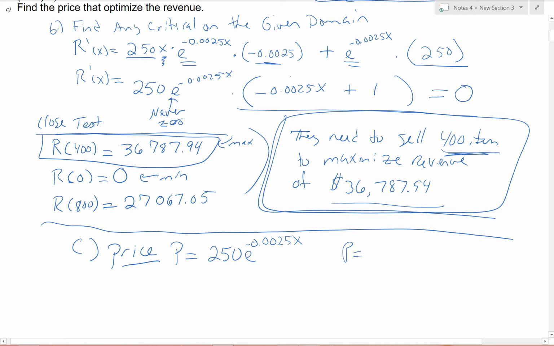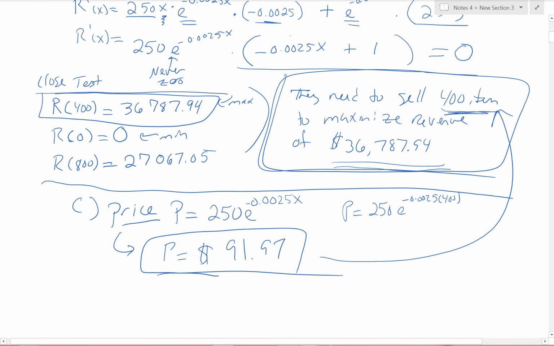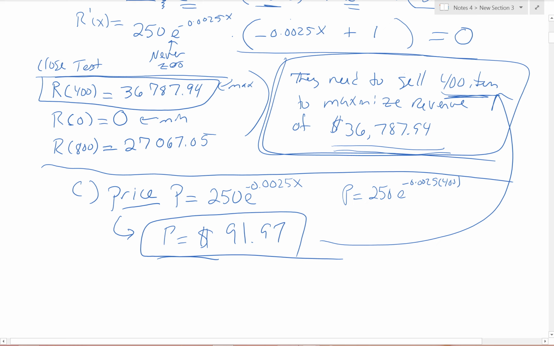So to find my price, I take my price equation, not revenue, price equation, and plug in x. I'm going to round to the penny since it's dollars. And so when you plug 400 into the price demand equation, it should come out to $91.97. And so that's the price that I need to set so that I will have a demand of 400 items. If I have a demand of 400 items, maximum revenue will be achieved at $36,787.94. So price is $91.97. We're going to sell 400 items at that price, and we're going to optimize our revenue. All right, so that finishes up the first application problem.